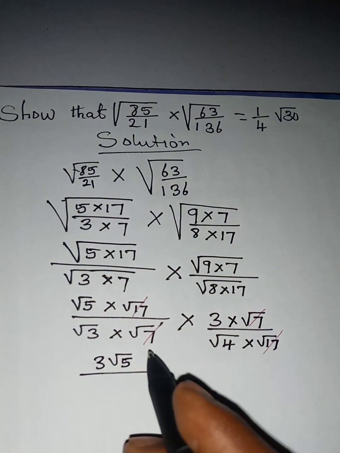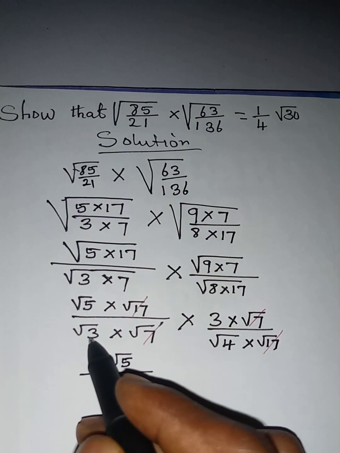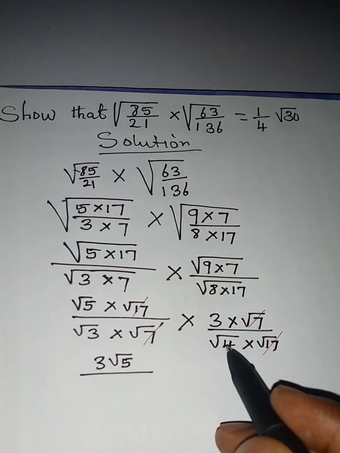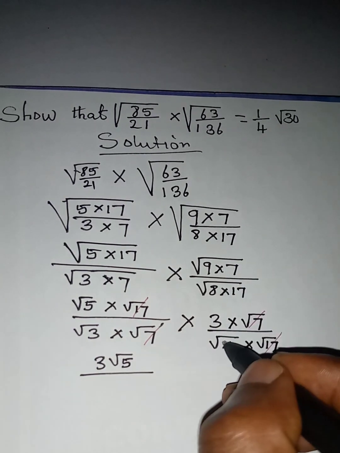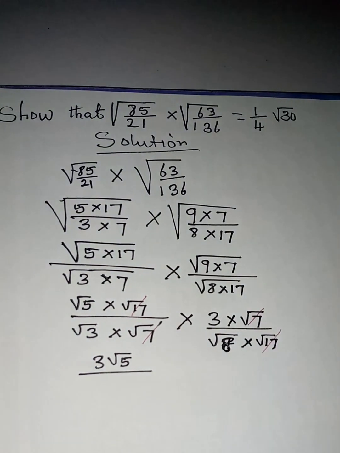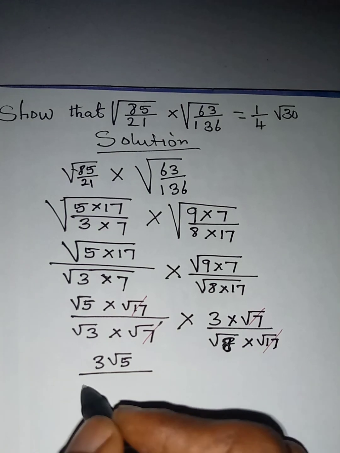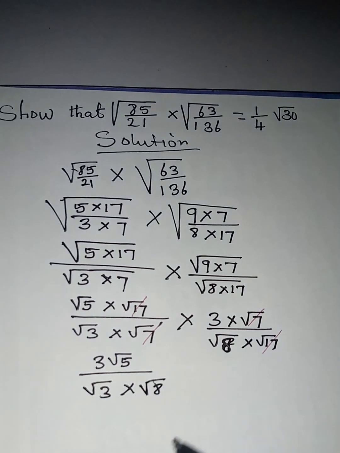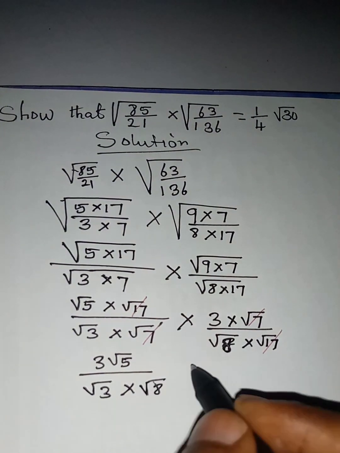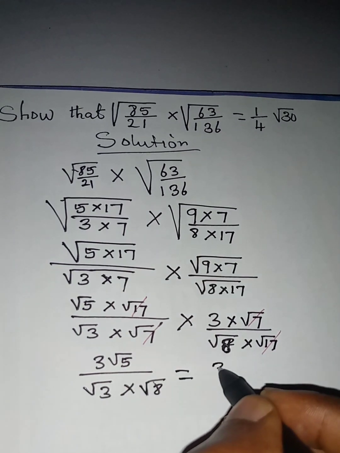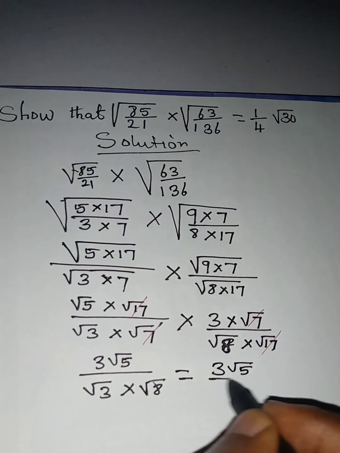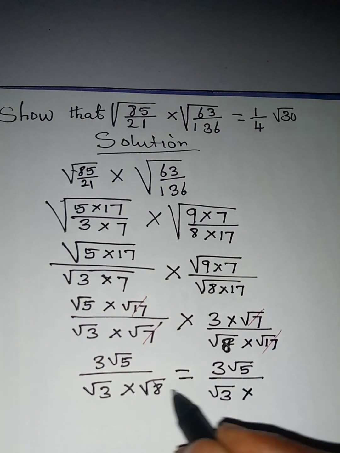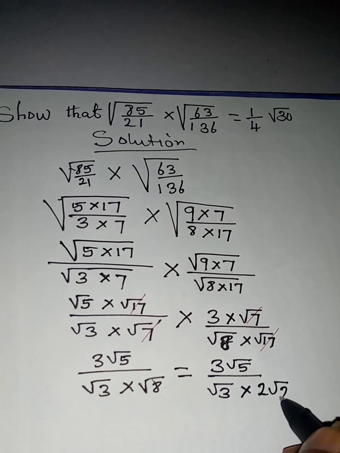Then over here now we are having 3 times root 8. Sorry, it's actually root 8 here because of this. So we are having root 3 multiplied by root 8. But remember that this root 8 can be broken down. So this will be equal to 3 root 5 over root 3 times root 8, which is the same thing as 2 root 2.